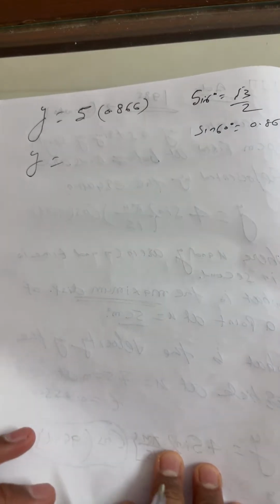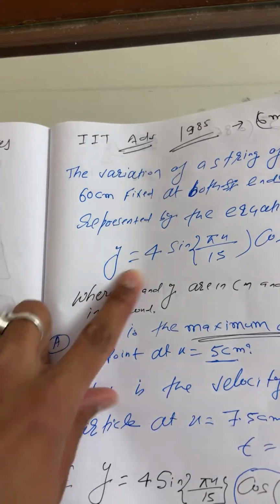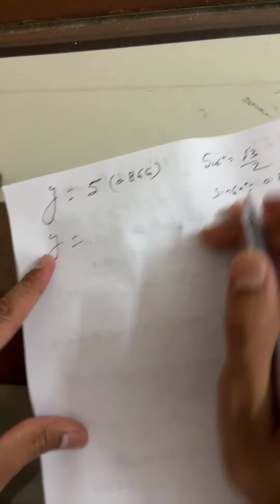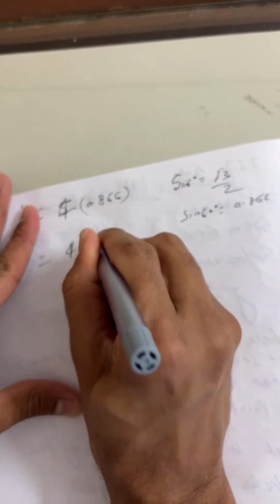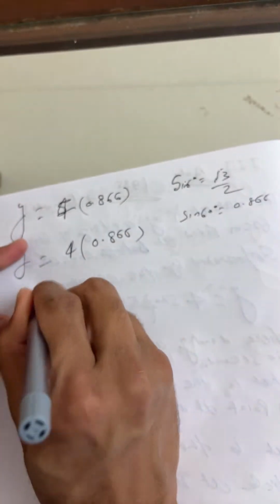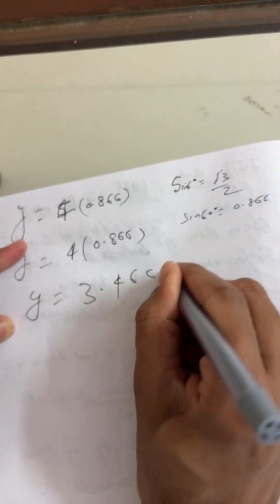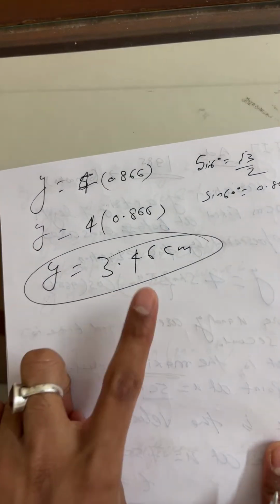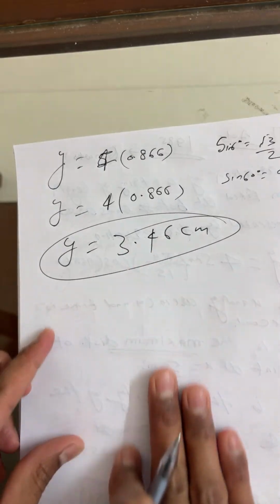Okay. So this is 5 into 0.866. Yes. It's a 4, I wrote it wrongly. 4 into 0.866. You will get 3.46 centimeters. So this is the answer, my dear, for the first part of the question.